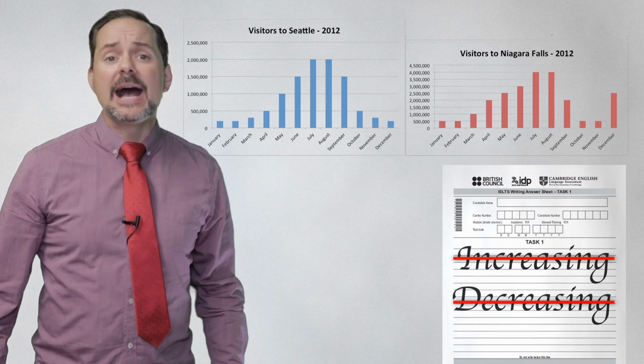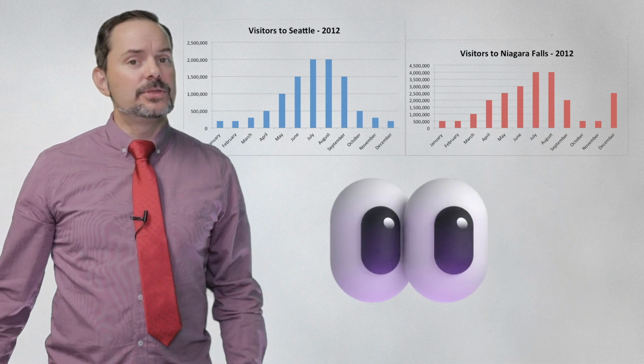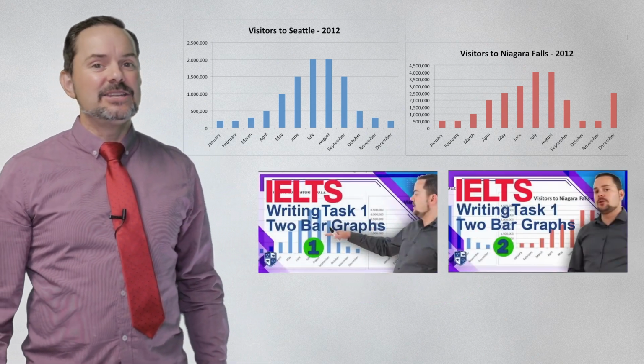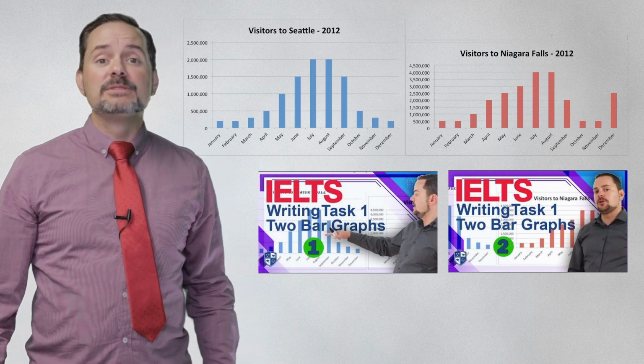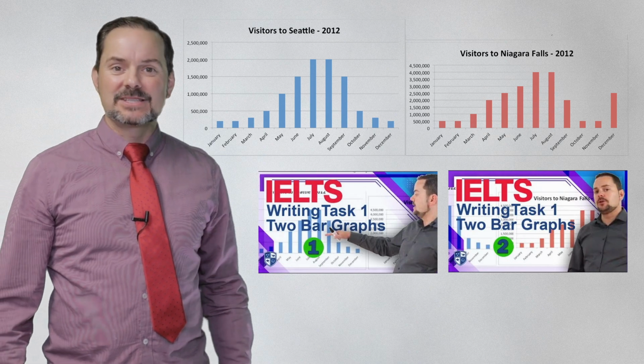For bar charts, like with pie charts, using the progressive form ing, increasing and decreasing, is not always accurate. You have to be careful. You have to look at the data presented and make the right decision. To do so, check out the video at the end of this lesson that describes a perfect Band 9 essay when comparing two bar graphs.